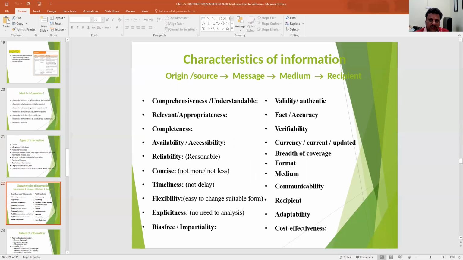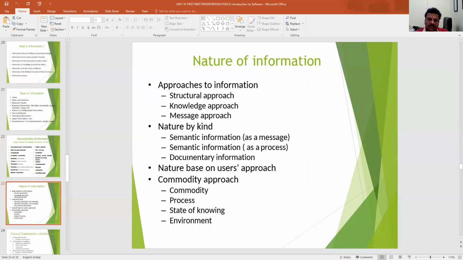Certain characteristics of information: comprehensiveness, understandable, relevant, appropriateness, completeness, availability, reliability, concise, timeliness, flexibility, explicit, no need for analysis, bias free, impartial, validity, fact, accuracy, verifiability, currency, breadth of coverage, format, medium, communicability, recipient, adaptability, cost effectiveness.